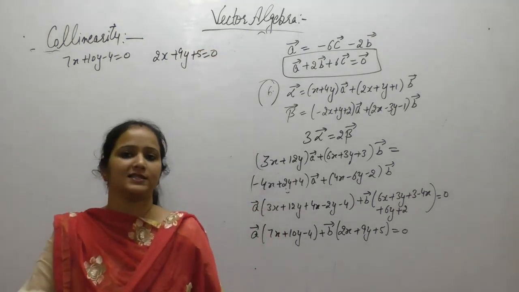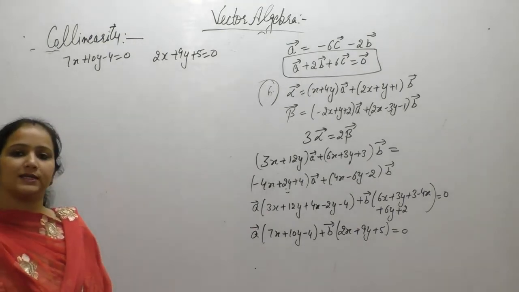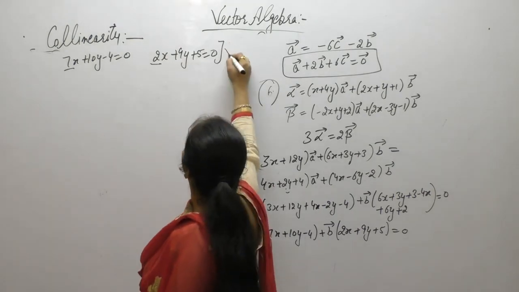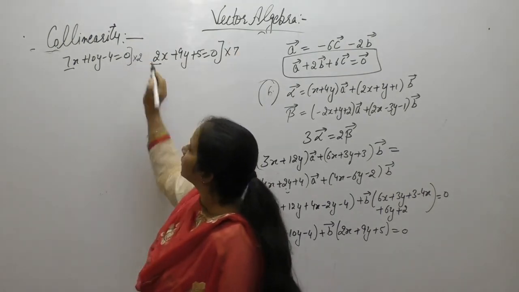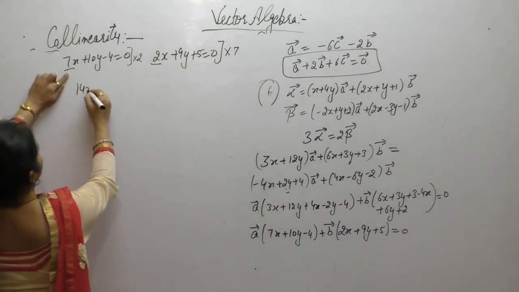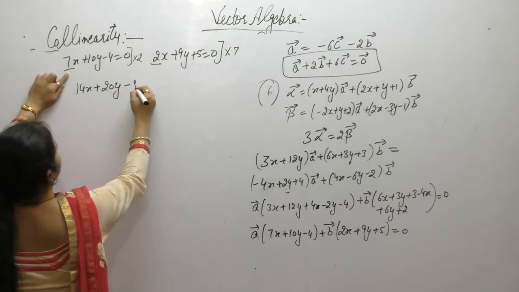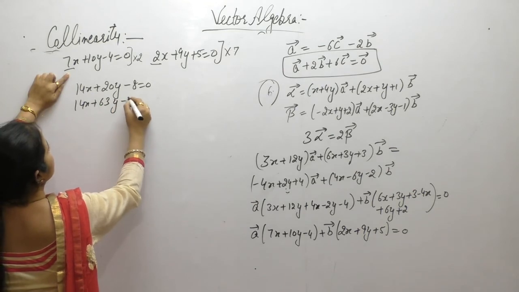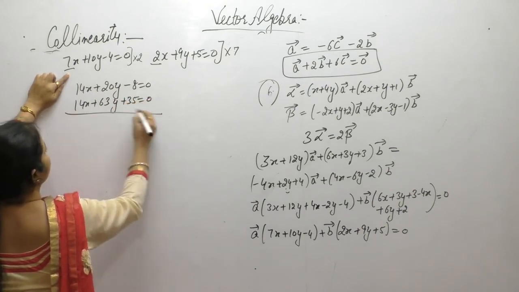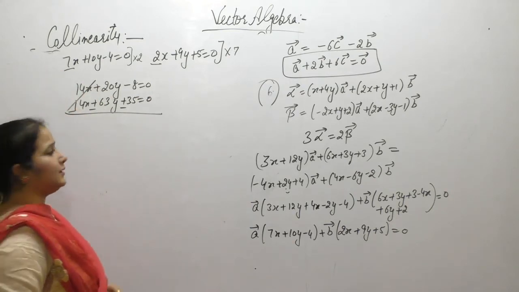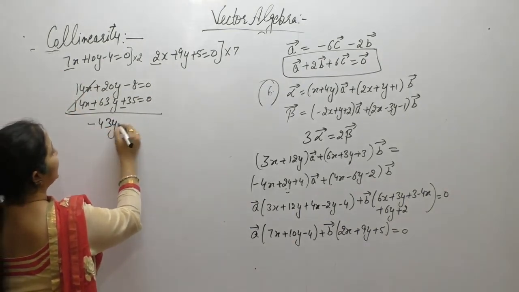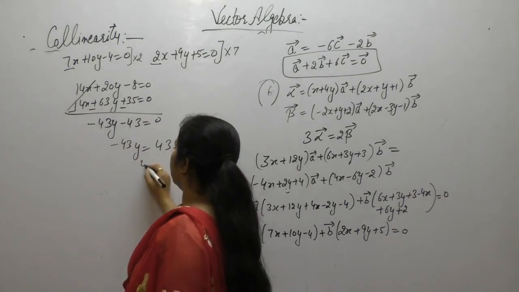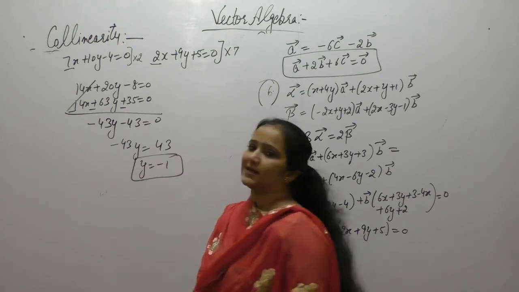Now we have to solve these equations. We will solve this by using the elimination method. Make the coefficient of x equal. We multiply this by 2 and this equation by 7. 7 into 2, 2 into 10, 2 into 4, 2 into 7, 9 into 7, 7 into 5. Now subtract, x will get cancelled. So what we are left with is minus 43y equals 43. So we get the value of y as minus 1.